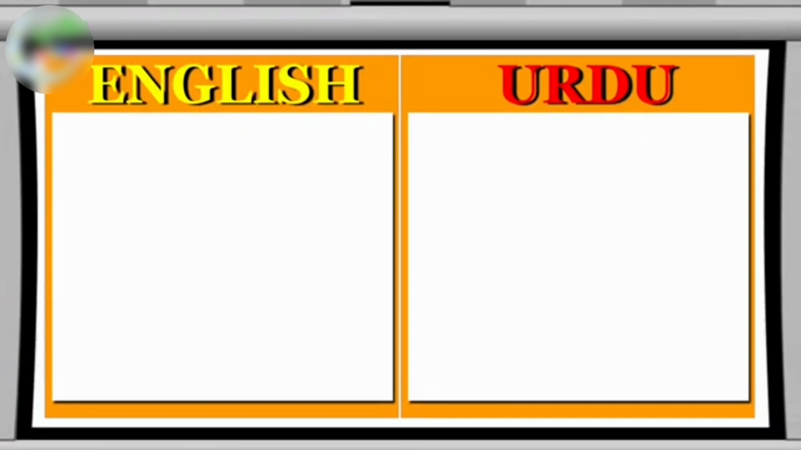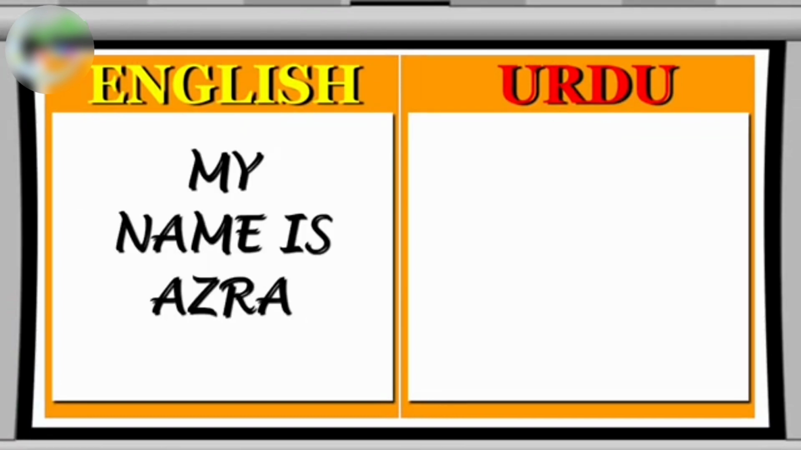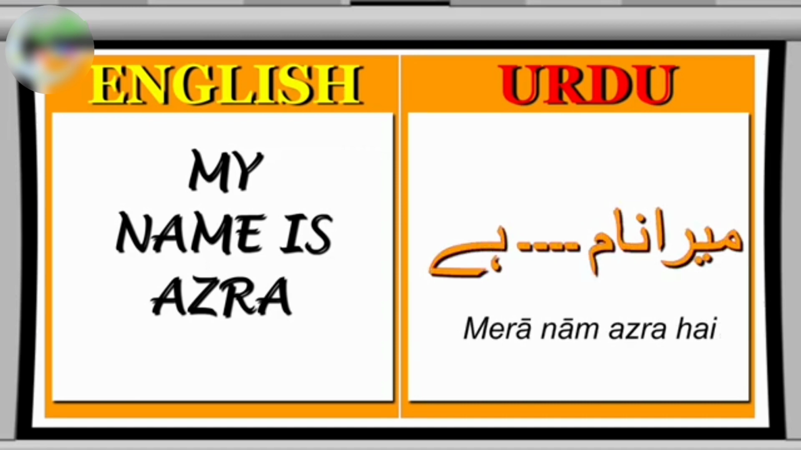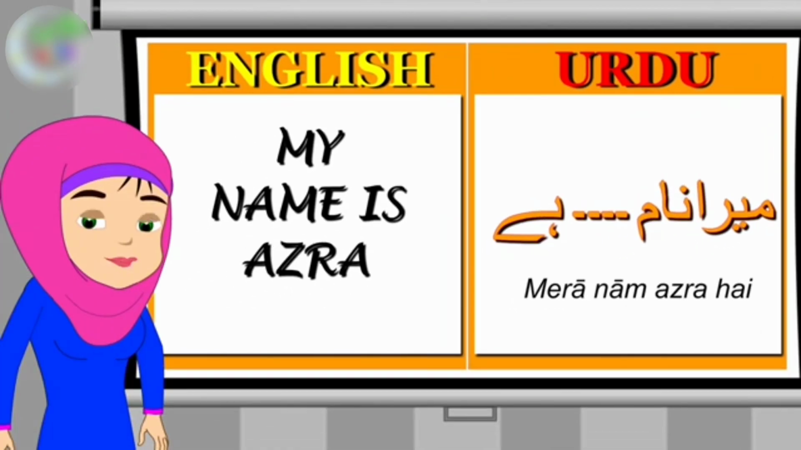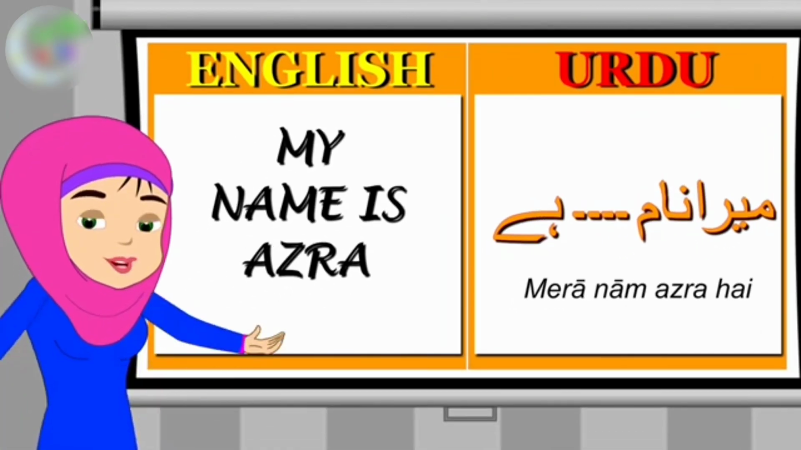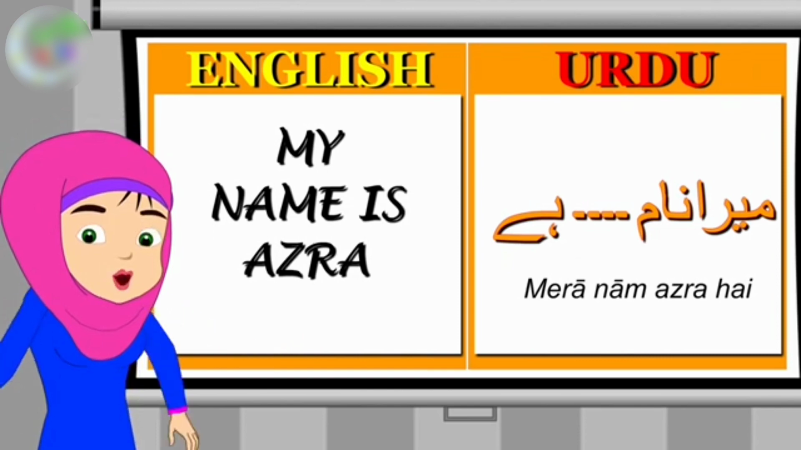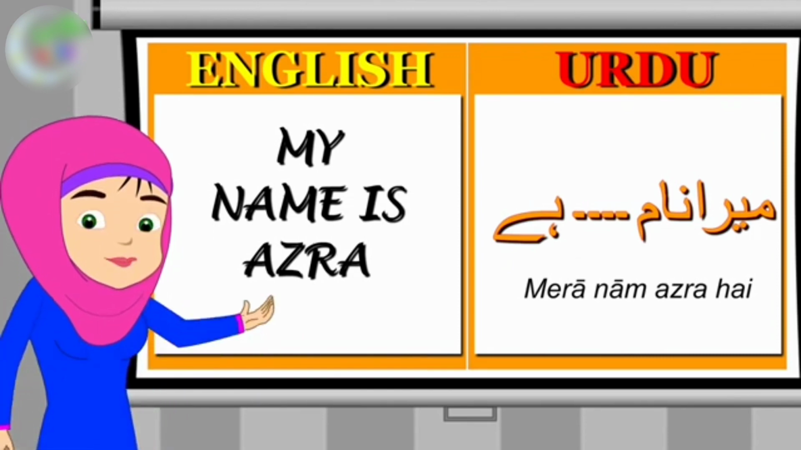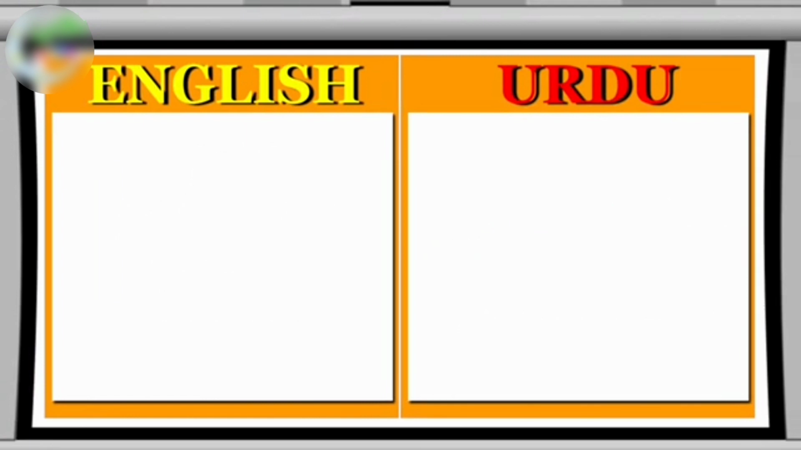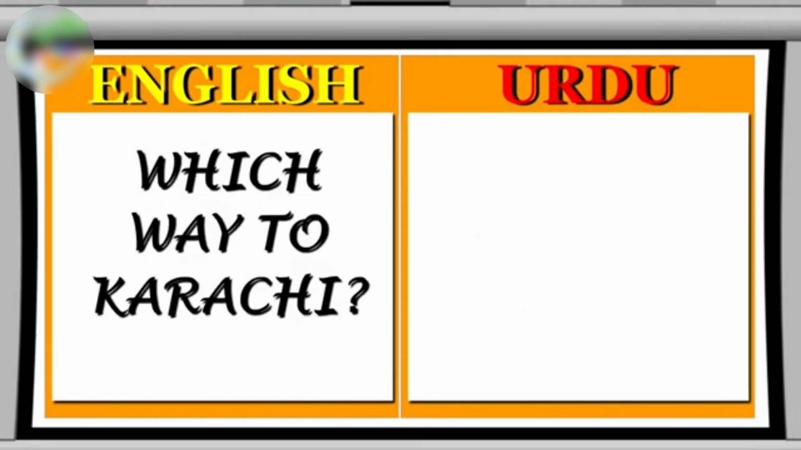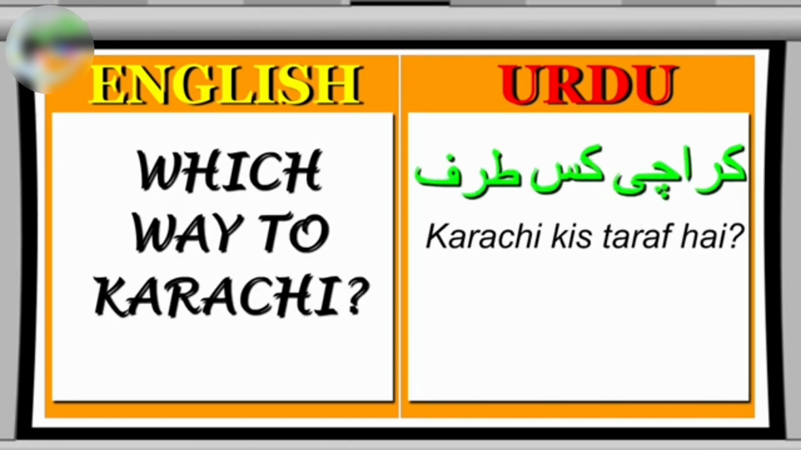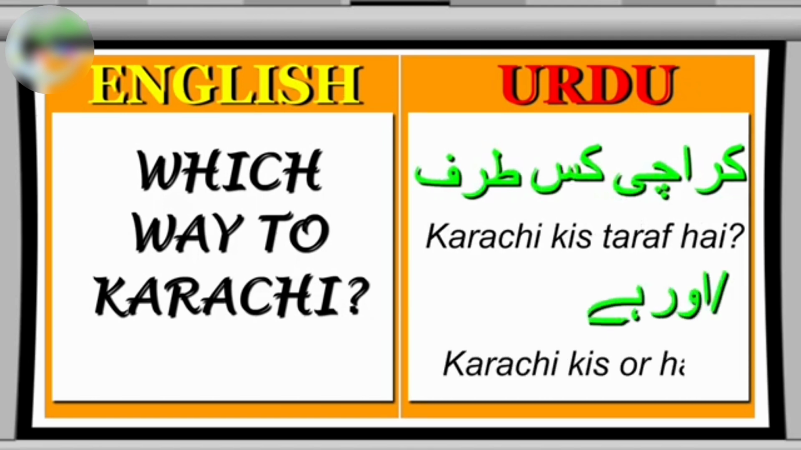What do you say for my name is Azra? Mera naam Azra hai. You can just replace your own name instead of Azra. Mera naam Azra hai. What do you say for which way to Karachi? We say Karachi kis taraf hai or Karachi kis ore hai.